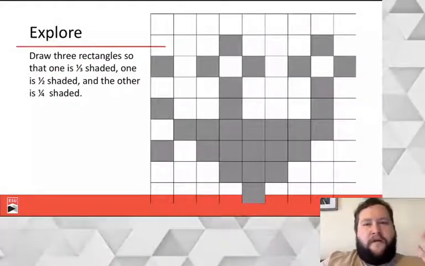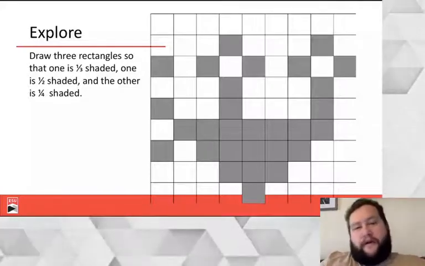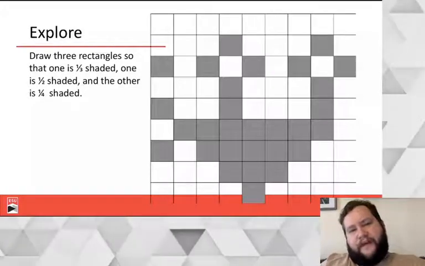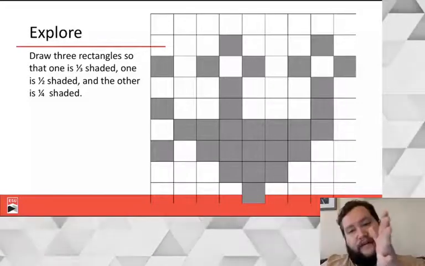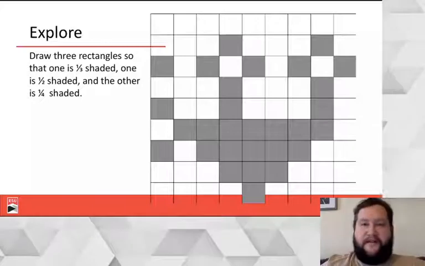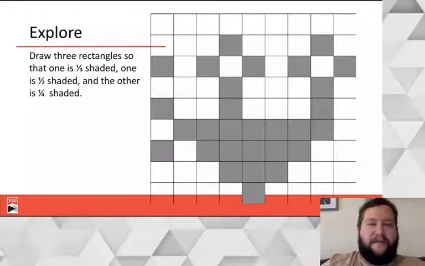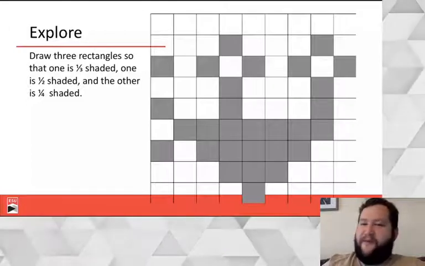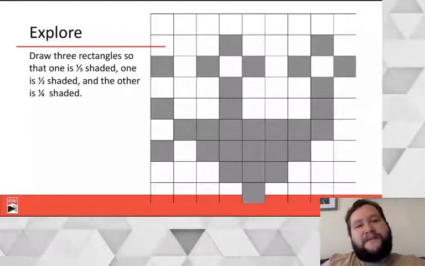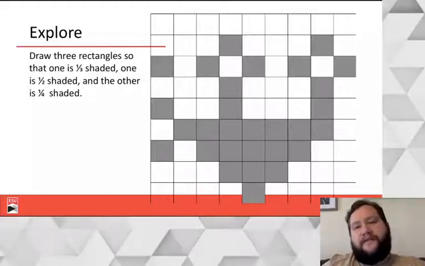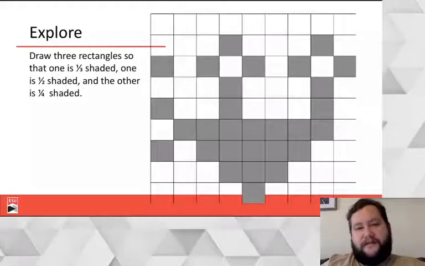So what is this? My brain always thinks that this is like a crab when I see it, but maybe, I don't know, maybe if we turn it, it looks like something different, or maybe it's even upside down. But think about, first off, what is that? If anyone figures it out, let me know, because I'm not sure. But this one is like the tree one. It says, draw 3 rectangles so that one is a third shaded, one is a half shaded, and the other is a quarter shaded.